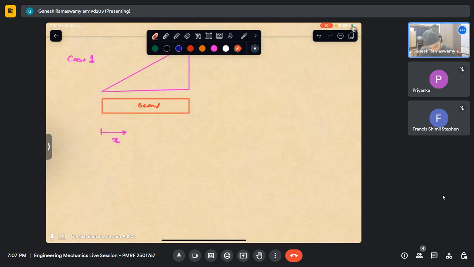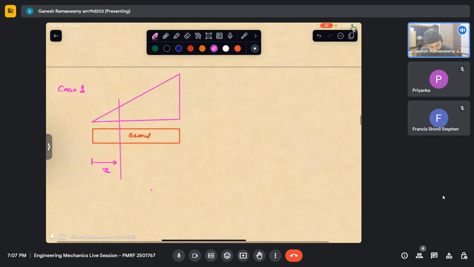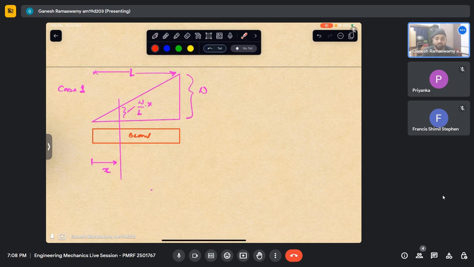So at this x, when I take a section from here, if this is W and this is L, can I say what this will be? It will be W by L into X because it's a linear variation. Is there any doubt in how we got this? I hope that is clear. If there is, please do ask. Yeah, so this is the way it has been applied.